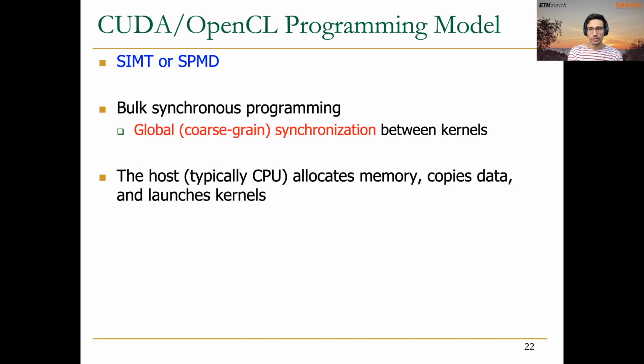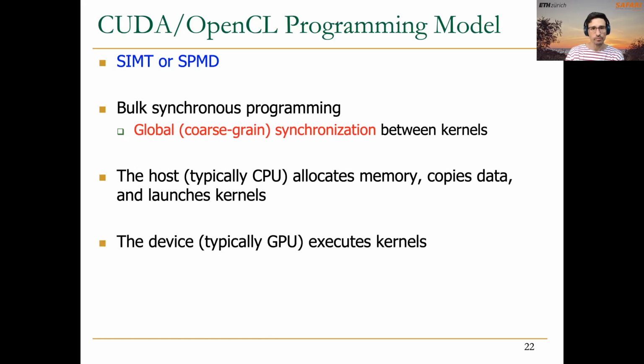As I said before, and as we have just seen, the host still controls the execution of the program. This host, which is typically a CPU, allocates memory on both the CPU memory and the GPU memory, moves data between the CPU memory and the GPU memory back and forth, and also launches the kernels as we have just discussed in the previous slide. And the device, which normally is a GPU, executes the kernels.